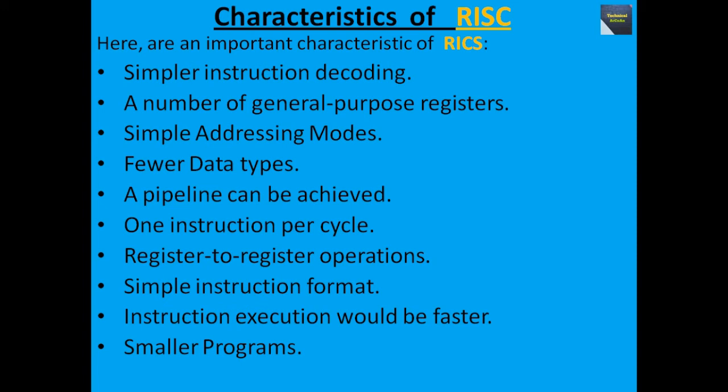Now we talk about characteristics of RISC, and here are some important characteristics. Simpler instruction decoding in case of RISC. A number of general purpose registers are there for RISC. Simple addressing modes. Fewer data types. A pipeline can be achieved. One instruction per cycle in case of RISC. Register to register operations. Simple instruction format. Instruction execution would be faster. Smaller programs.